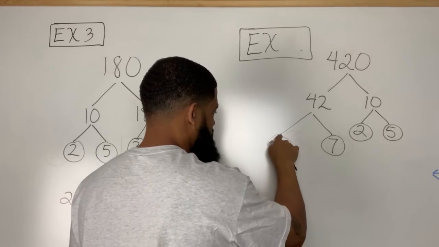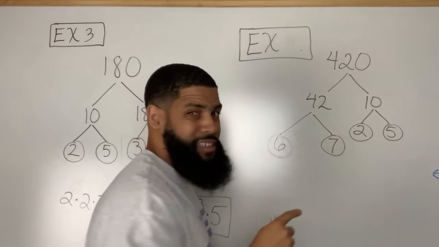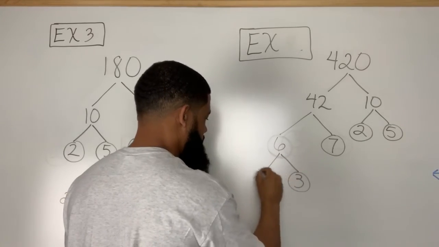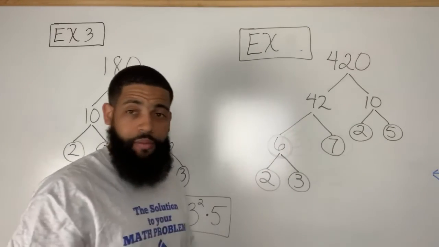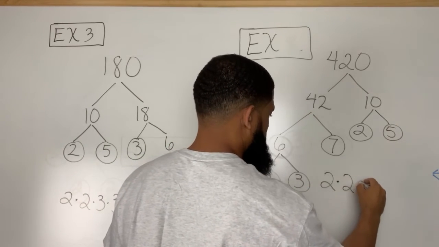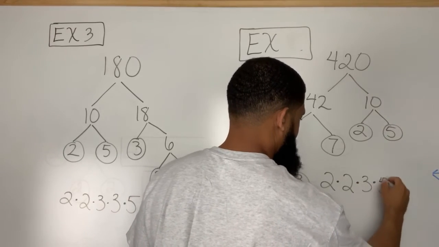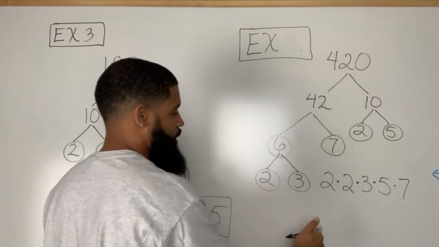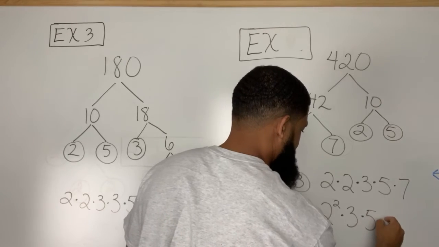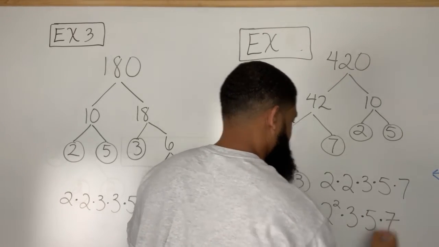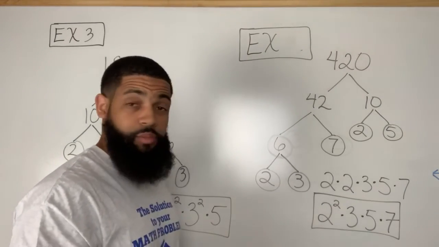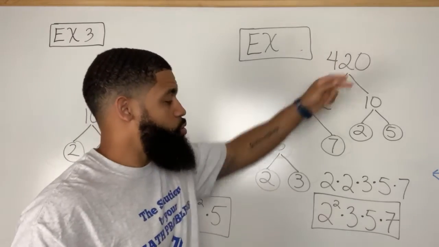And 7 is prime. I'm sorry, I was not supposed to circle this 6 because it's definitely not prime. But we can break that down to 2 times 3. And now I have all prime factors. So we can write this as 2 times 2 times 3 times 5 times 7. I do have 2 2's, so I can also say 2 to the second power times 3 times 5 times 7. All right, so this is the prime factorization of 420. And when I multiply these numbers back together, it should give me 420.